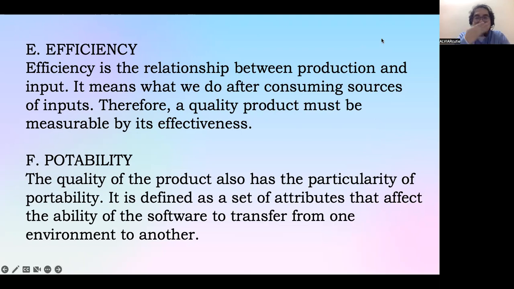Portability. The quality of product also has the particularity of the portability. It is defined as a set of attributes that affect the ability of the software to transfer from one environment to another. Portability, ibig sabihin, halimbawa, yung isang product is pwede natin gamitin, ay pwedeng gamitin ng ibang tao. Yun yung portability. Okay, next.